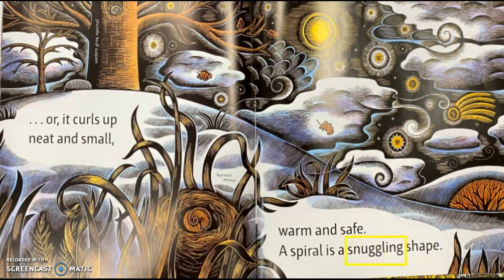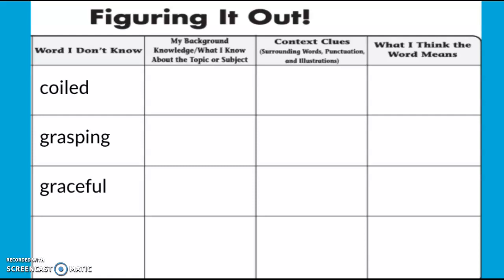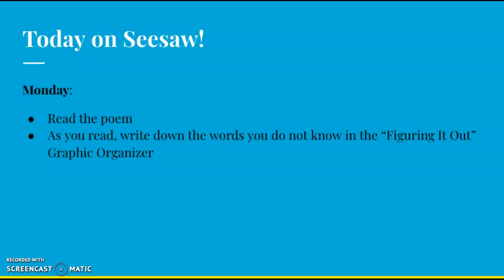And remember, I'm able to read these words, but I don't know exactly what they mean. So that's a big reason for why I am jotting these down in our chart, is because I have heard them before, I'm able to read them, but I don't know exactly what they mean. So in order for me to understand the most from this poem, I'm going to need to do some digging and figure out what I know about the topic and what context clues I can use to help me figure out what these words actually mean.